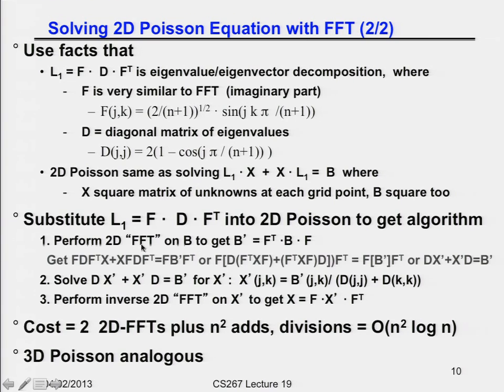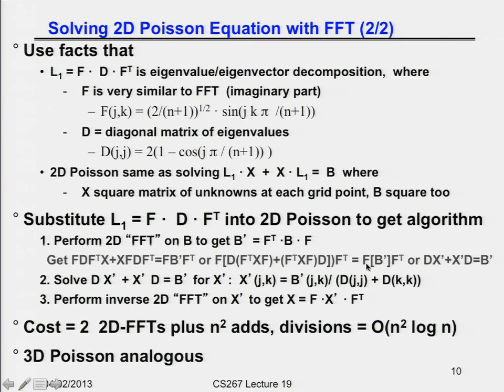So what happens now when I substitute that into my equation? I claim my equation becomes diagonal, and it becomes very easy to solve. So what I'm going to do is take my original equation, L1X plus XL1, this one here. I'm going to substitute L1 equals FDF transpose in there. So I get FDF transpose times X, and there's X times FDF transpose, and that equals B, where B is FB prime F transpose. So now I factor out an F on the left, I factor out an F transpose on the right, and I'm left with a diagonal matrix times a matrix of unknowns plus matrix of unknowns times diagonal equals my two-dimensional Fourier transform.